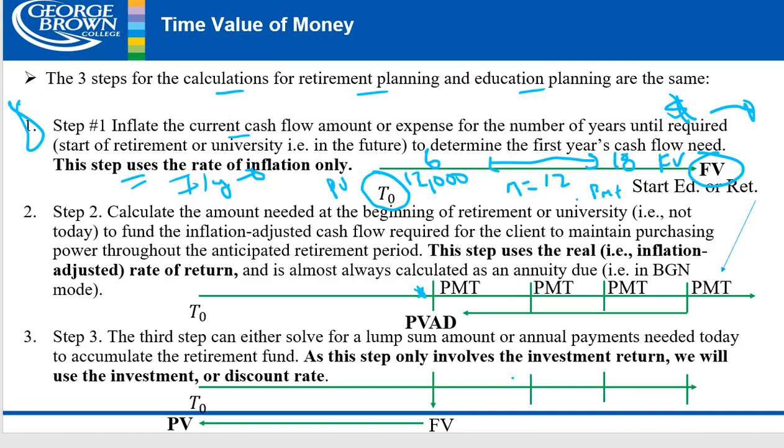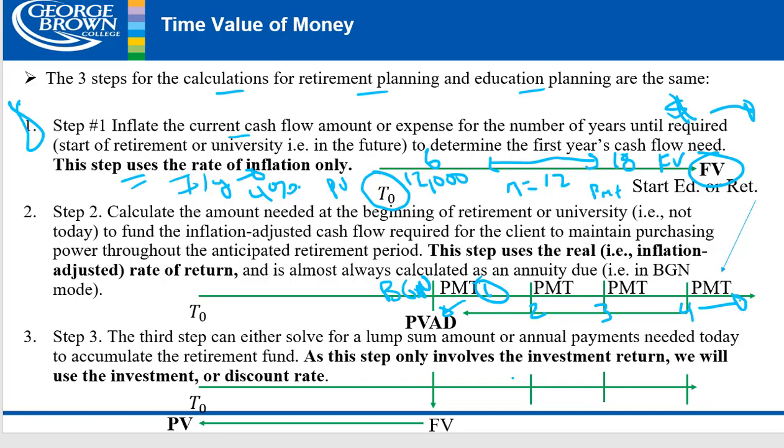In this case, we're going to use the inflation rate as my I/Y. There might be an education inflation rate that is higher than the general inflation rate, so you need to be careful. In the example we're going to look at, there's a 4% inflation rate. Once you've got your future value, $12,000 of education today, how much is it going to cost 12 years from now? That becomes your annual payment, and these payments are made at the beginning of each year. That's the payment for the first year of university, made at the beginning of the year. That's the payment for the second year. That's the payment for the third year.